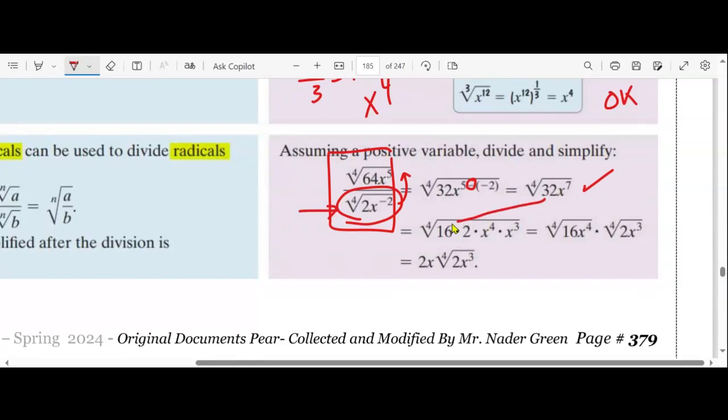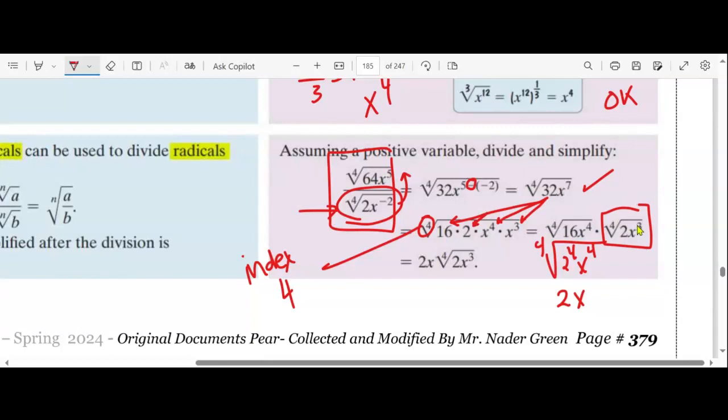Now, 32, when you split it, it becomes 16 times 2. And x to the power of 7, you can say x to the power of 4 times x to the power of 3. Remember, the index is how much here? The index is 4. So I have to keep everything inside the fourth root. So 16 is 2 to the power of 4, and you have x to the power of 4. When you do this, it comes outside and becomes 2x. And what's left is the fourth root of 2x to the power of 3.